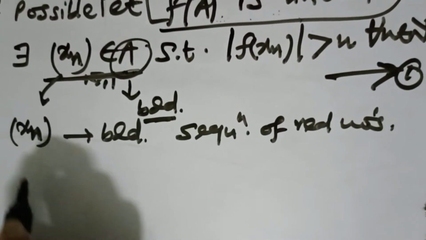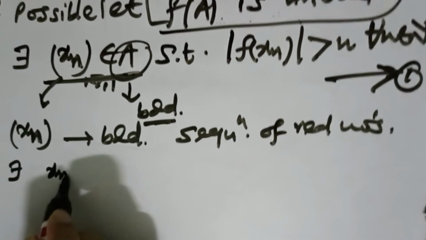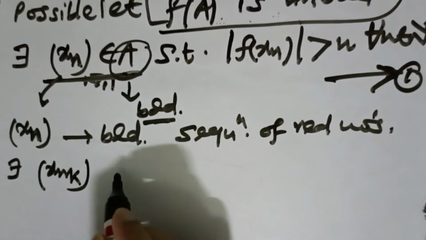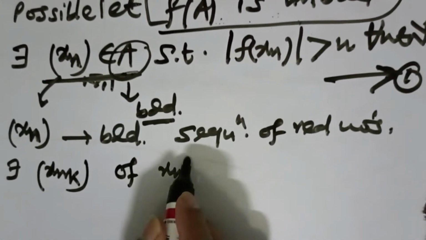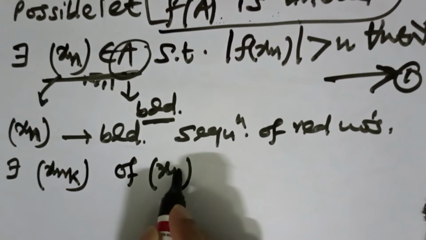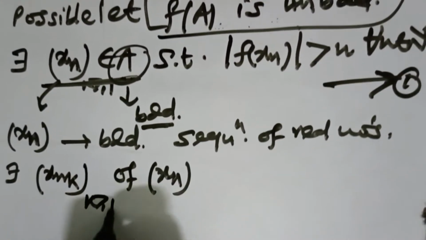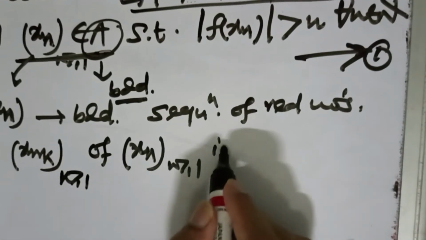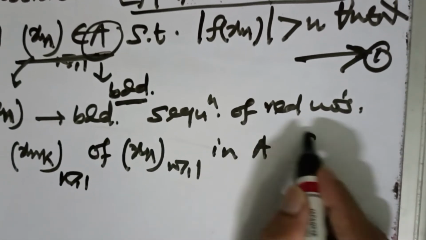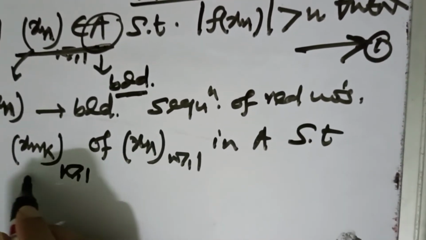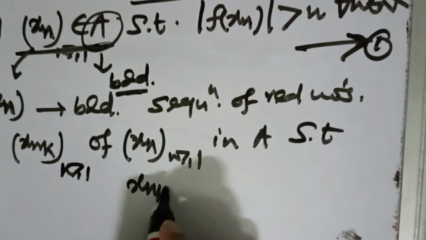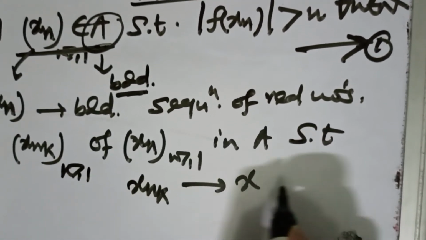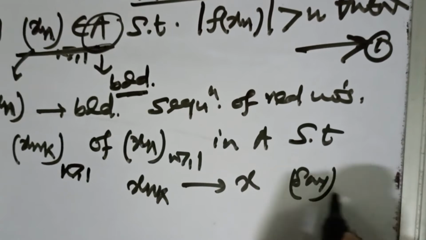So from here you can write there is a subsequence xnk of xn. You always get at least one subsequence, here k greater than 1, here n greater than 1. You always get a subsequence xnk in A such that this subsequence is convergent. Suppose it converges to x.